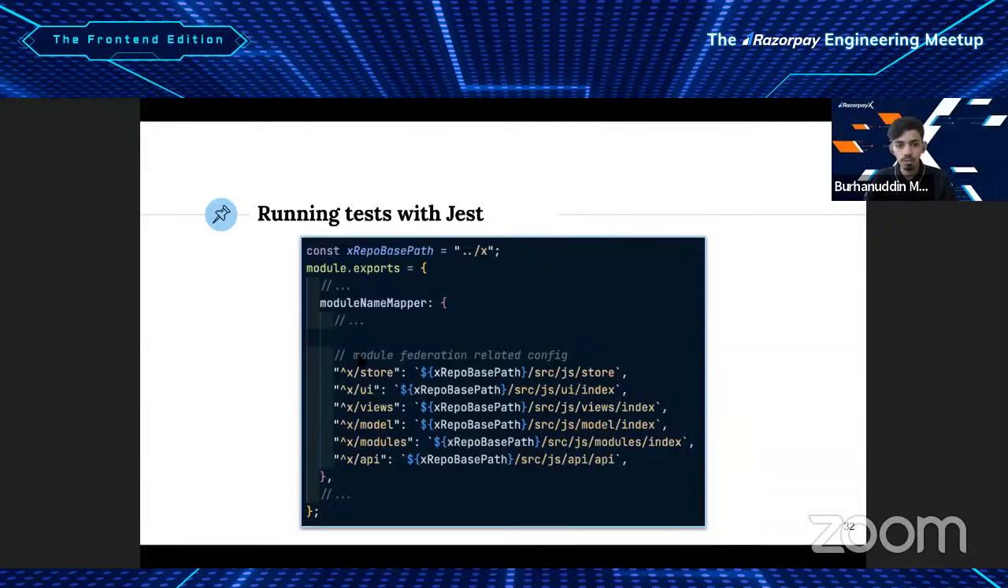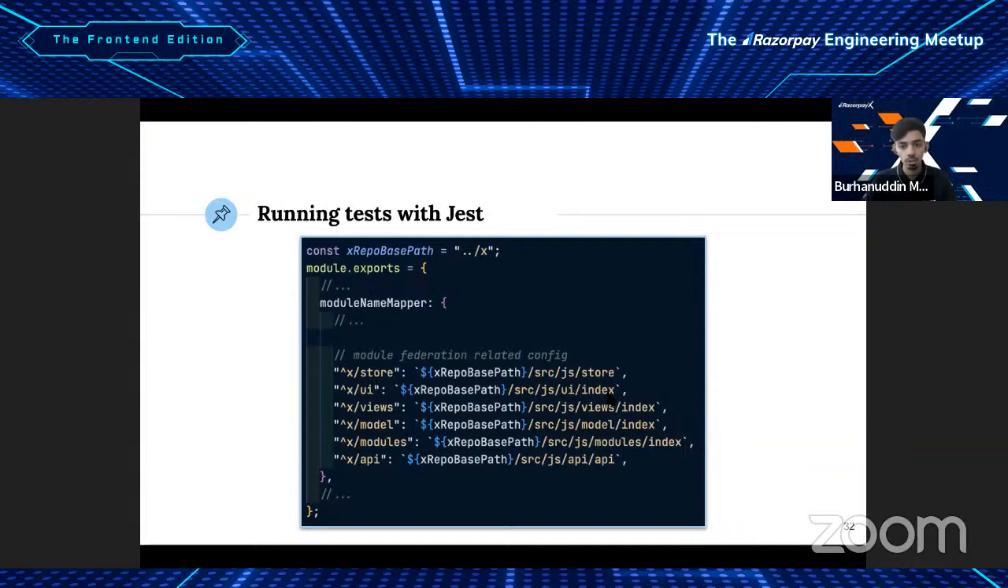So what we do here is we basically tell Jest, whenever someone tries to import something from x/store or x/UI, you change this import statement into the X repos path plus the path where that file actually exists.